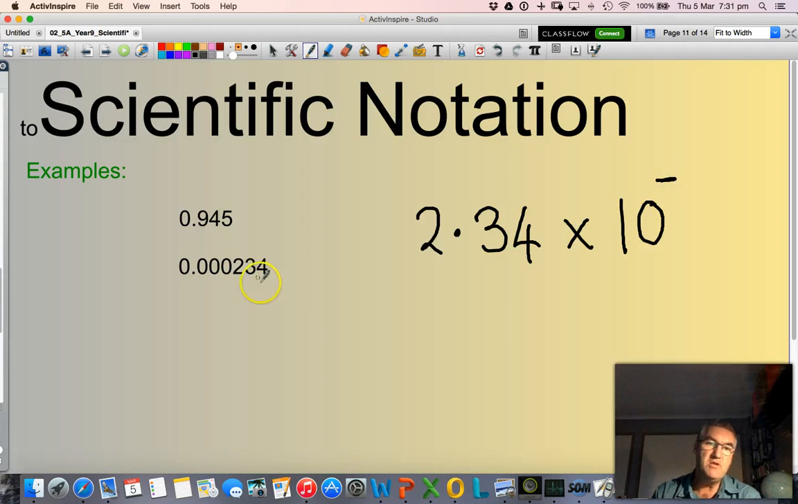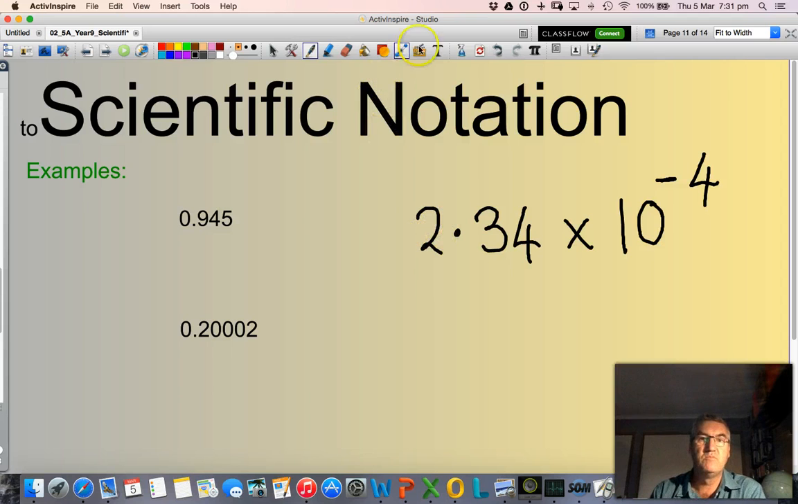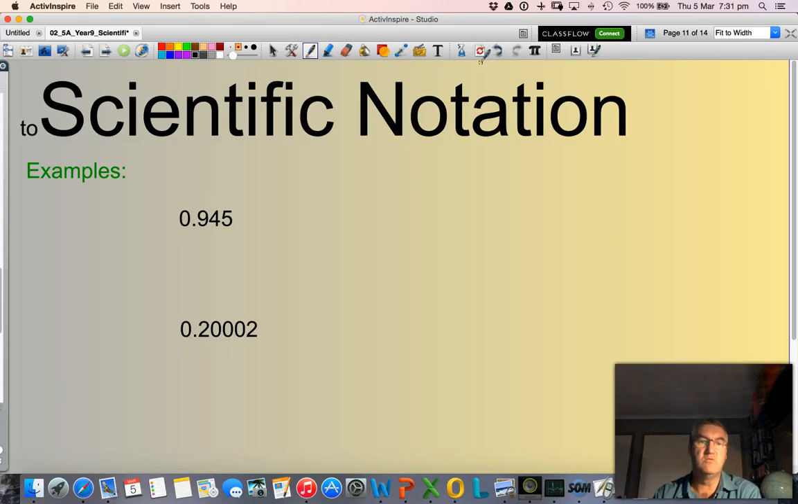Now, how many places do I need to move this decimal point to get to that 2? That will tell me the multiplying factor. So I'll be looking at 1, 2, 3, 4. 10 to the power of -4. Do I have any more? Yes, I have one more. So we'll look at this very last one. So I'll just clear that annotation and we'll do this very last one.